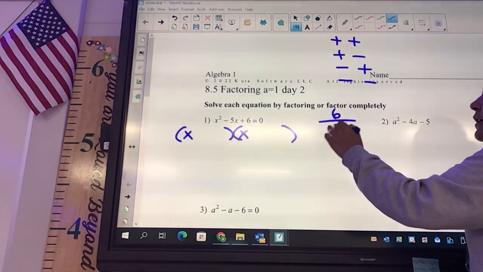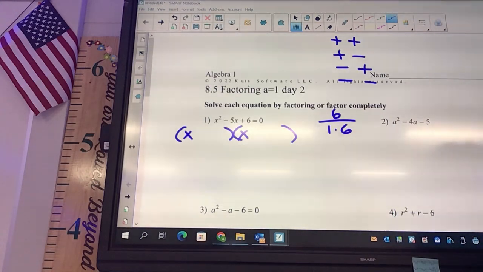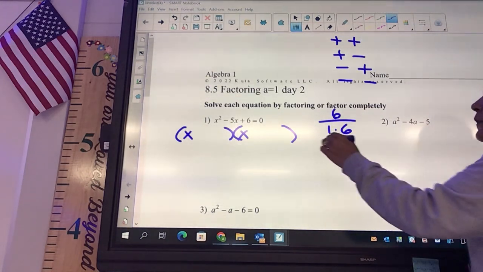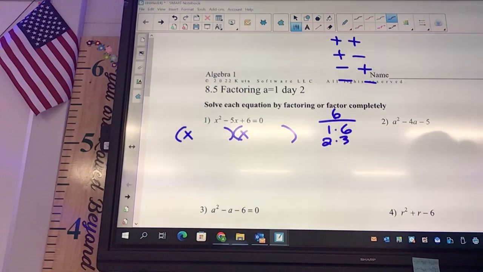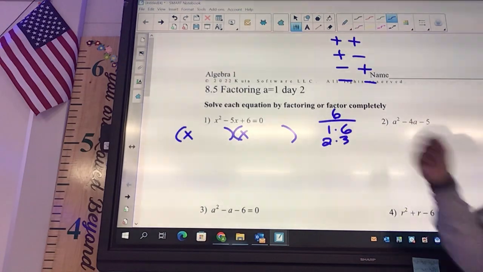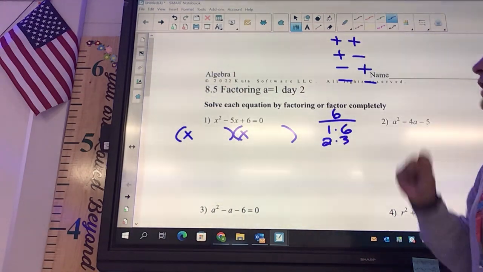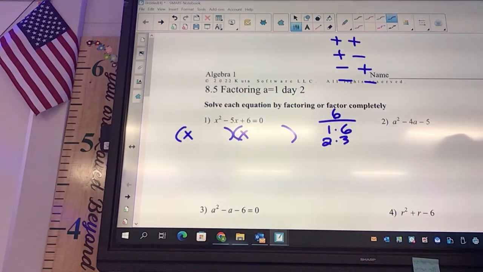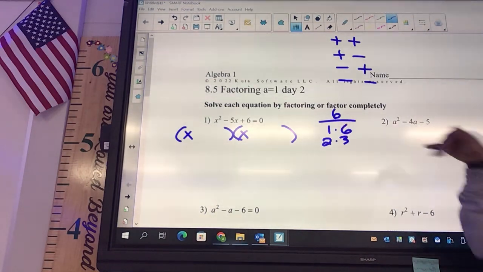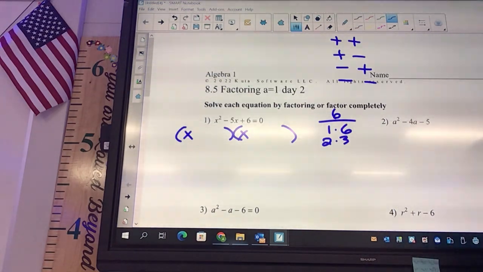1 and 6. Okay, does 2 go into 6? 2 and what? 2 and 3. Okay, and then you would check 3. Well, 3 is already on our list, so we know that we've gotten every option possible. Okay, of these groups, we need something to add or subtract to give us what? A 5. You can pick any. Okay, a 1 and a 6 could give us a 5, or a 2 and a 3 could also give us a 5.